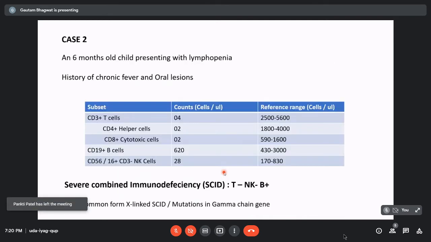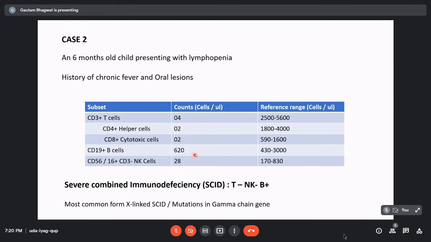So I'll just present a case of a 6-month-old child with lymphopenia, history of chronic fever and oral lesions. The TBNK tube was done. What we find here is that CD3 cells, that is the T cells, are markedly depressed, and obviously CD4 helper and CD8 cytotoxic cells, which are CD3 cells, are markedly depleted. So there are no T cells in the peripheral blood.